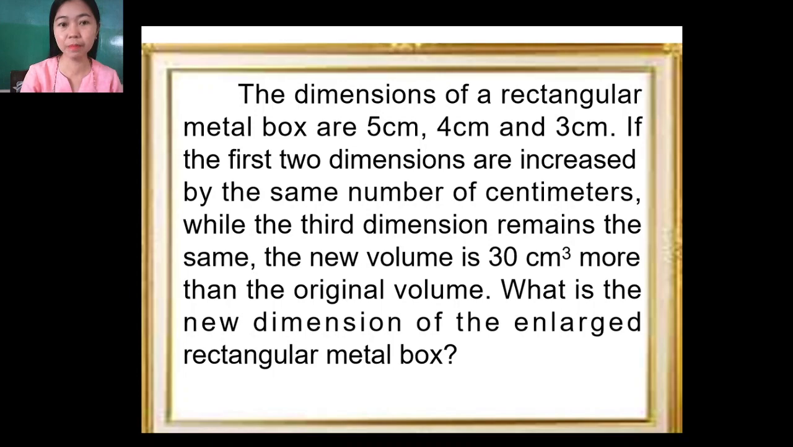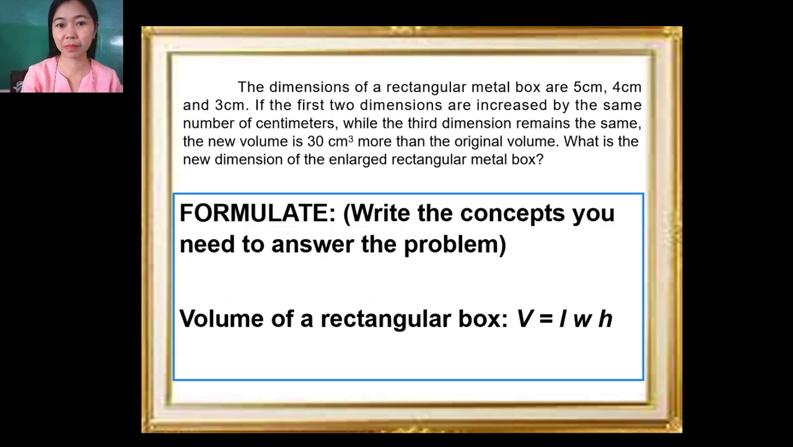So, given this problem, we are going to solve this by applying these steps. So, how to do this? Let us analyze first what the problem is all about. We have a rectangular metal box whose dimensions are 5 centimeters, 4 centimeters, and 3 centimeters. It is stated that when the first two dimensions are increased by the same number of centimeters while the third dimension remains the same, the volume will be 30 cubic centimeters more than the original volume.